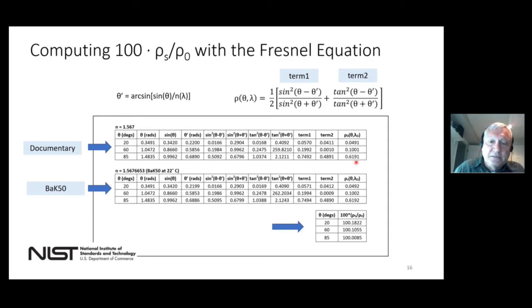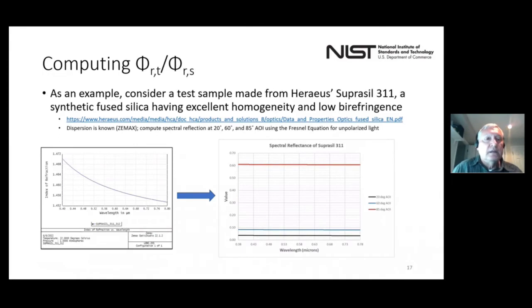As you can see, the resulting spectral reflectance for the two standards are almost identical, with the ratios after multiplying by 100 equal to about 100.18, 100.11, and 100.01 at the three angles of incidence. So the worst case is at 20 degrees, and that's only off by about 0.2% from the documentary standard. The next step would be to compute the luminous reflectance for a test sample.